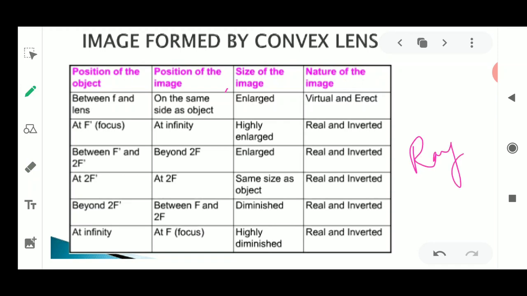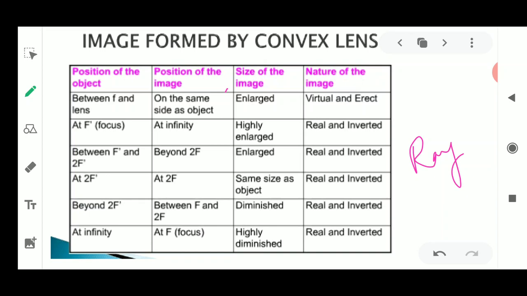And please draw all the ray diagrams using measurements. If you draw with a free hand, it could be a wrong image formation, because if the lines are not straight, the image will not be formed properly. For scoring marks in your examination, it is very necessary to use a scale for marking all these points and for drawing the ray diagram.